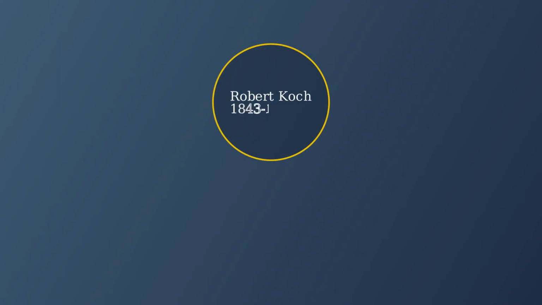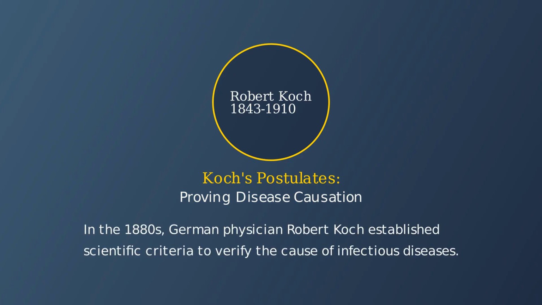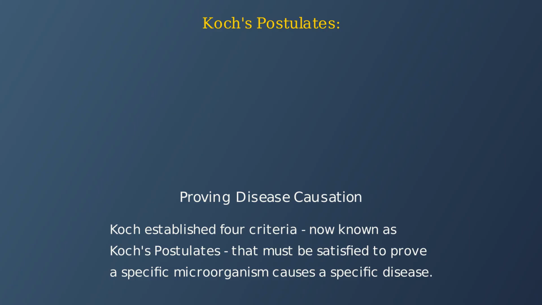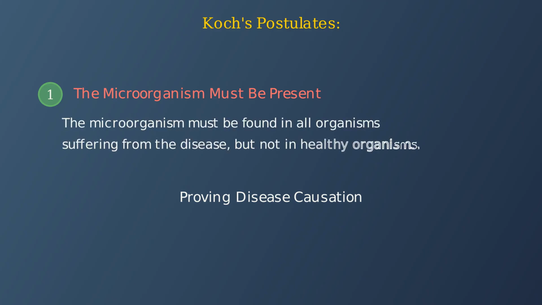Robert Koch, a German physician and microbiologist, established a groundbreaking methodology in the 1880s to prove that specific microorganisms cause specific diseases. Koch established 4 criteria, now known as Koch's postulates, that must be satisfied to prove a specific microorganism causes a specific disease. Postulate 1. The microorganism must be present in all cases of the disease. This means researchers must find the same microbe in every infected individual, but not in healthy ones.